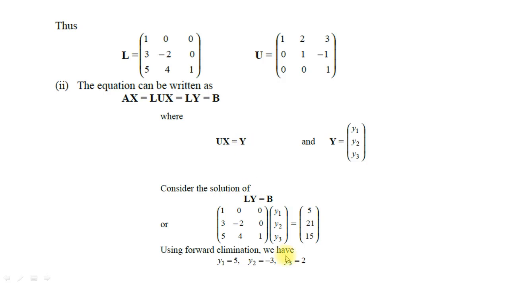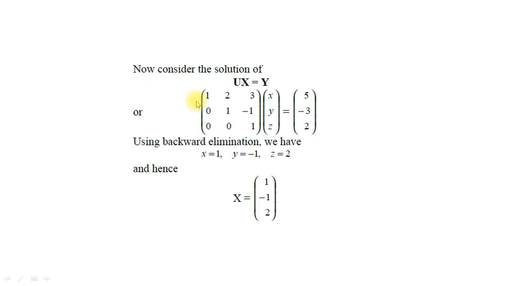Now using this Y matrix and the relation UX is equal to Y, putting the value of the Y matrix and the upper triangular matrix, we can find the unknown matrix X. As you see over here, UX is equal to Y. This is the upper triangular matrix, this is the unknown matrix, and this is Y1, Y2, and Y3.